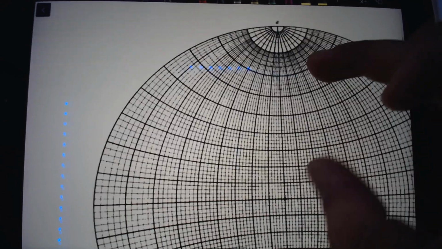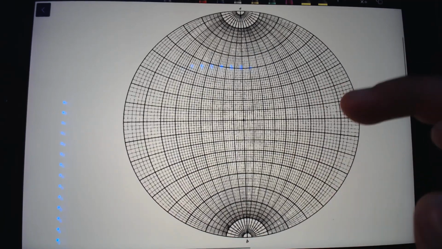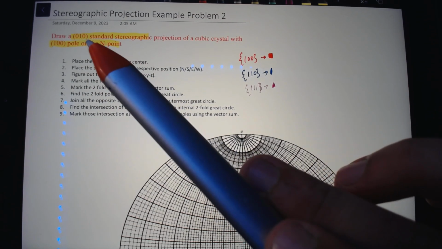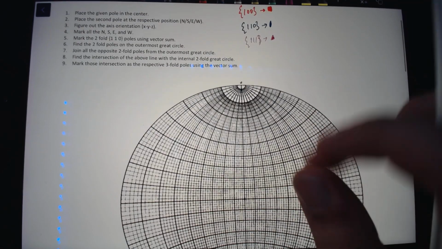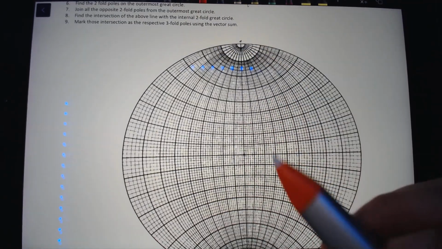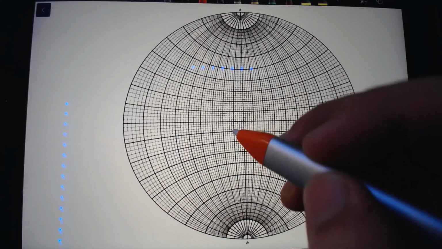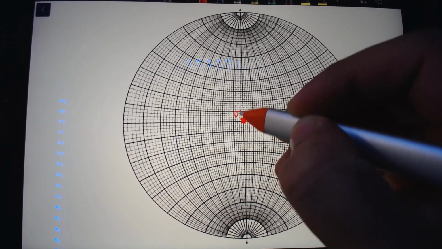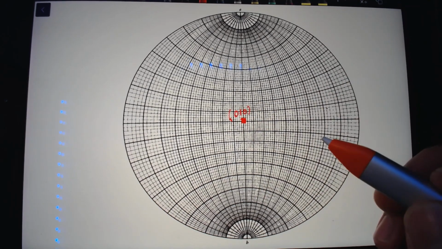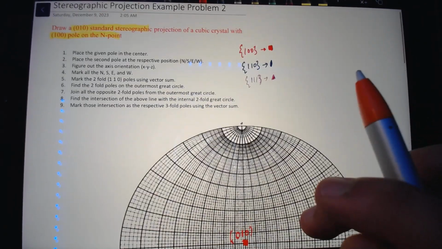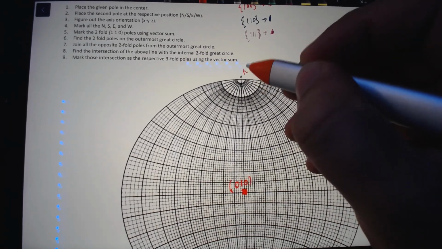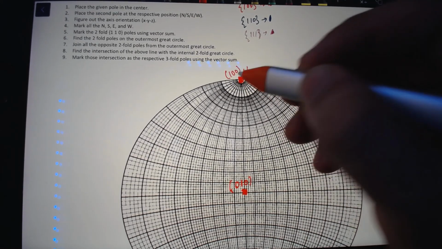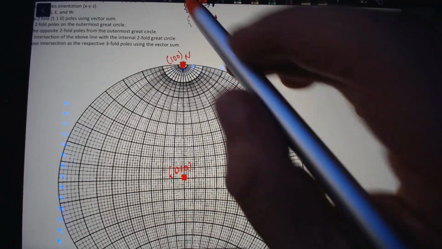Alright, so let's begin. This is our Wulff net, and as the first step states, place the given pole at the center. This is the pole for which you have to draw the stereographic projection, and that always goes in the center. Because here it is given as 0 1 0, that goes in the center and becomes our center square. The other point that is given is the north point, which is the 1 0 0 pole. So this is the north pole, and it is given to us as 1 0 0.